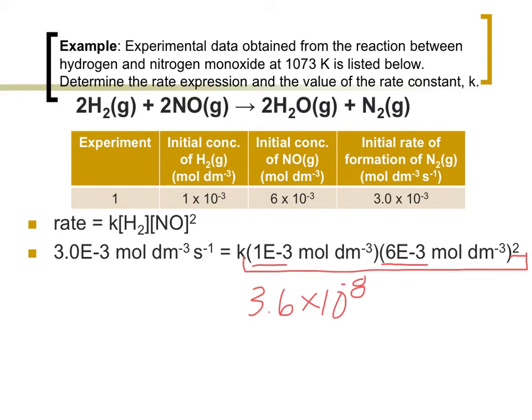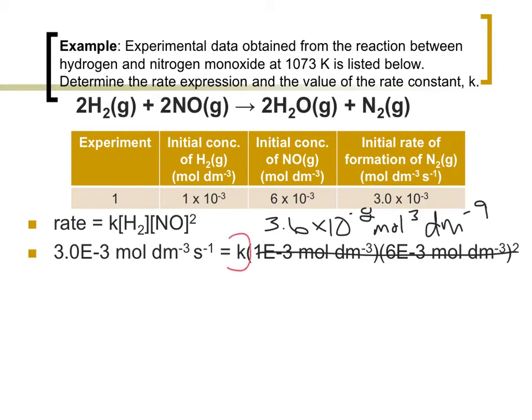Let's think about what's happening to the units. First, I have mole squared, and then times another mole is going to make that mole to the third. Next, I have decimeters to the negative third squared, which makes decimeters to the negative sixth, and then times another negative 3 makes that decimeters to the negative ninth. So that's what I've got on the right hand side so far. Still all of this times K set equal to our rate.